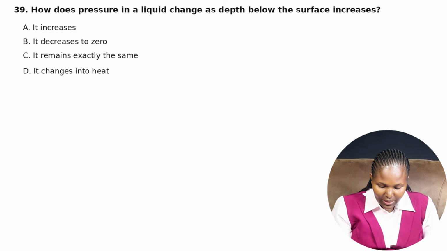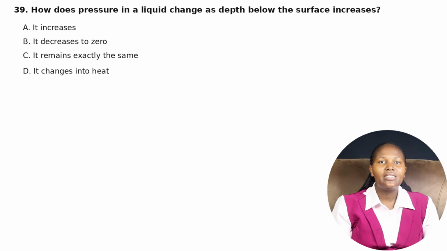How does pressure in a liquid change as depth below the surface increases? A, it increases; B, it decreases to 0; C, it remains exactly the same; D, it changes into heat. The correct option here is A, that liquid pressure increases with depth. The deeper the point is below the surface of a liquid, the greater the weight of the liquid above it. So the pressure is greater.